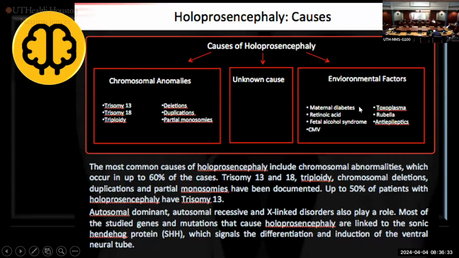So maternal diabetes, mothers ingesting retinoic acid, fetal alcohol syndrome, CMV, toxoplasma, rubella, and anti-epileptic medication in pregnant patients can all give you cleavage syndrome. So these are different types of syndromes, and they can be genetic, chromosomal, or environmental. And I think that this is very important to take into account.